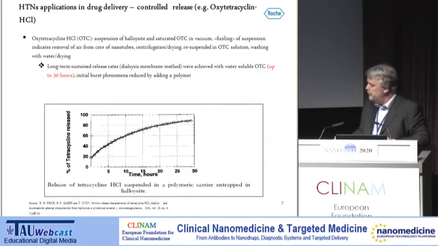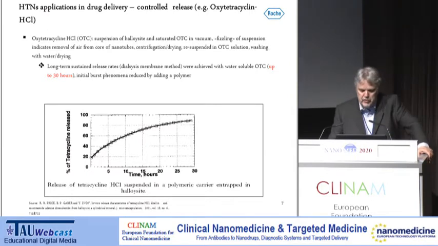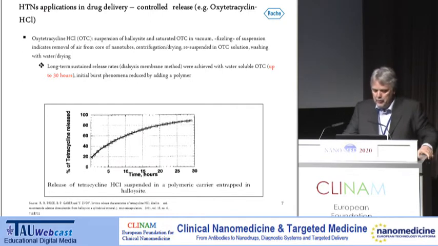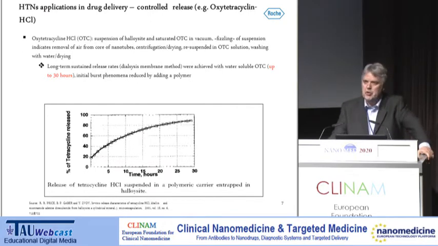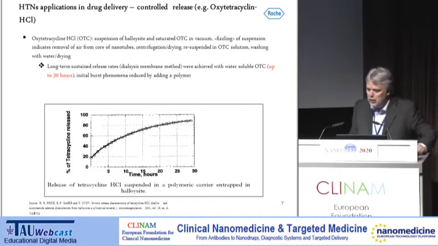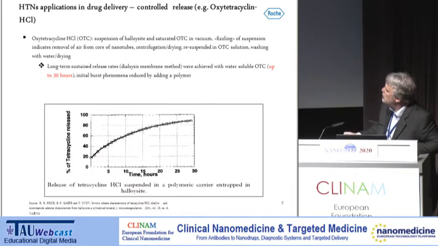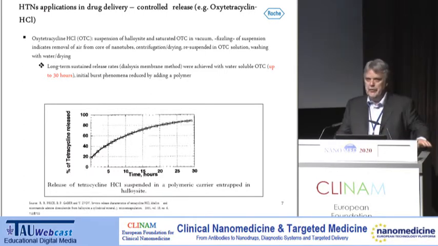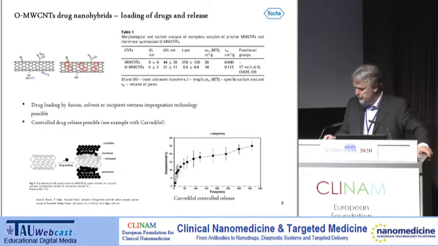Now switching to the pharmaceutical applications, there are a lot of papers in the meantime. Just to pick one example for controlled release, this is a paper written 10 years ago. In this case, oxytetracycline has been bound to the lumen of the nanotubes, and you see a prolonged, constant release over many hours, up to 30 hours, out of the lumen of these nanotubes.